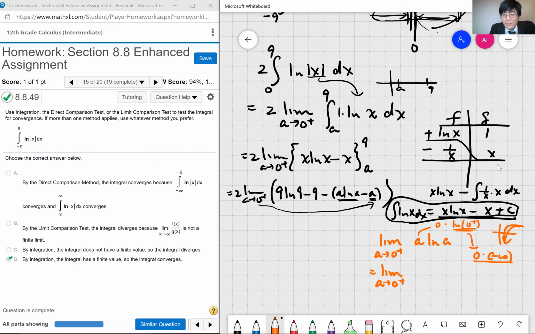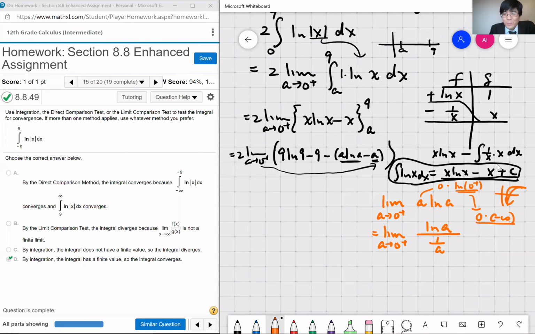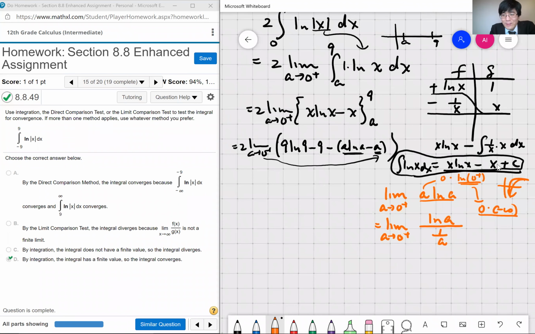The idea to do this one is to rewrite this expression as a fraction like this. So kind of divide top and bottom by a to make it a fraction. Then this becomes an infinity over infinity form, so you can use L'Hopital's rule. Using L'Hopital's rule, this is going to become 1 over a over negative 1 over a squared, which is really equal to negative a. So the limit is equal to 0.